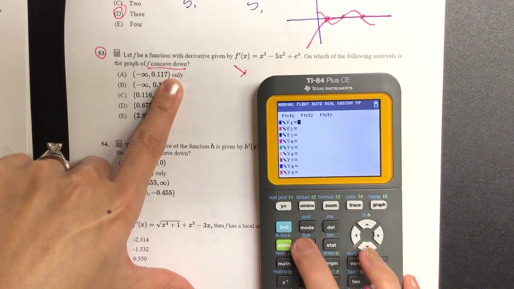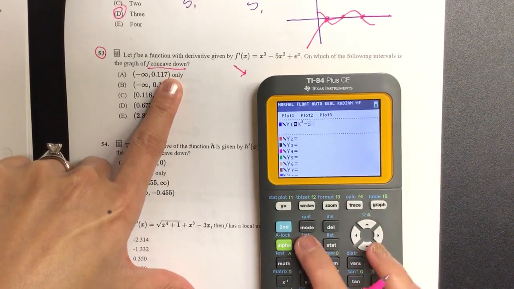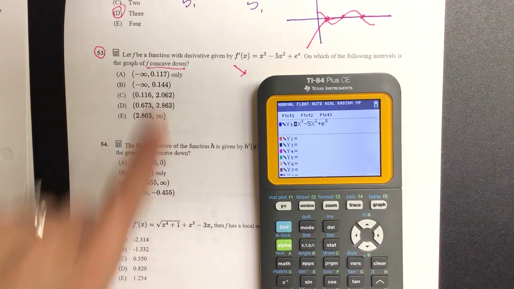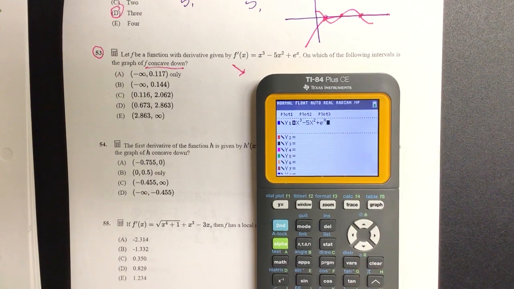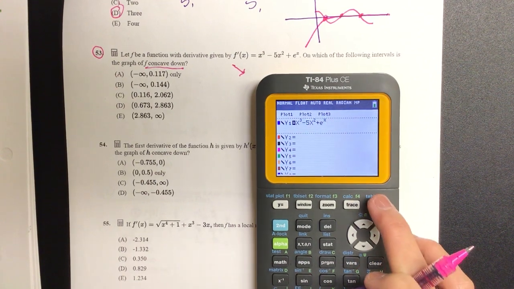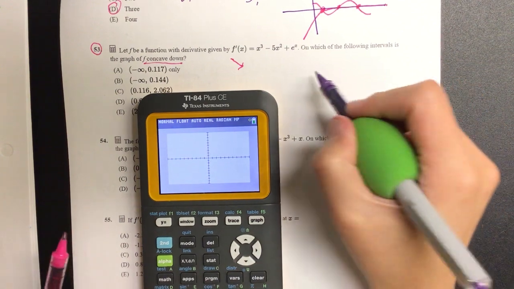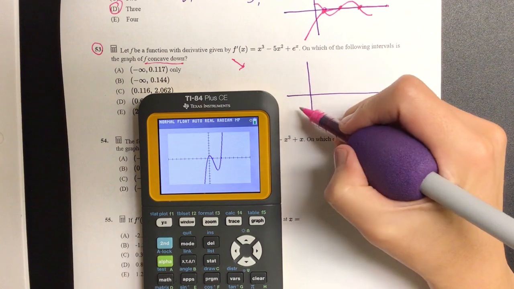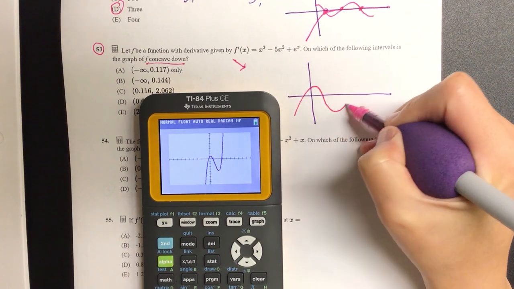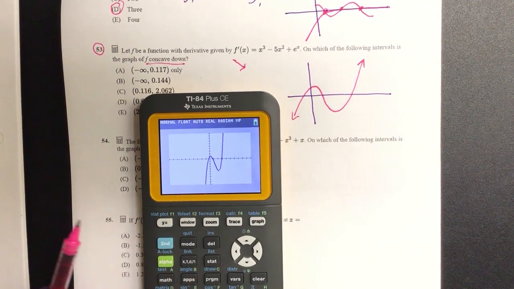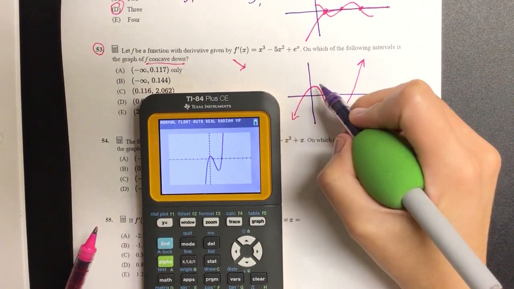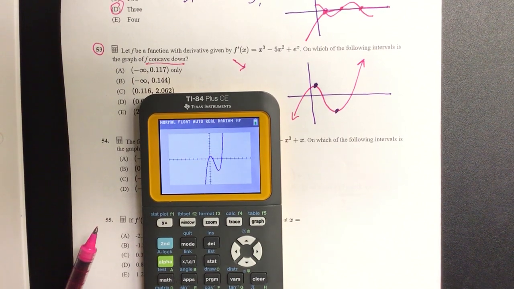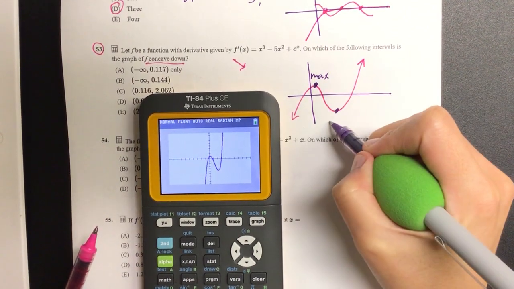I want to just plot this. X to the power of 3 minus 5x squared plus e to the power of x. And I'm going to sketch this to the best of my ability. The graph is doing something like this, going up and down and up. And we are looking for when f prime is going down. F prime is going down between these 2 intervals. Is that correct? Yeah. So I need to figure out what is a max and what is a min, and by that I mean the x value of the max and min.